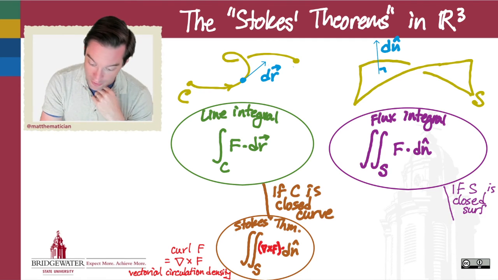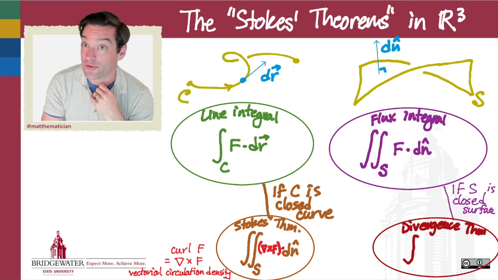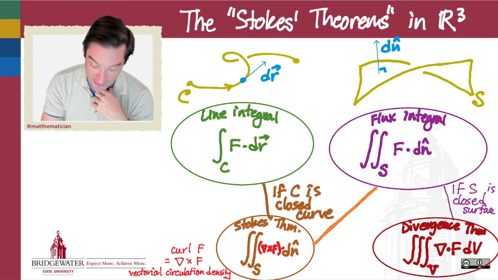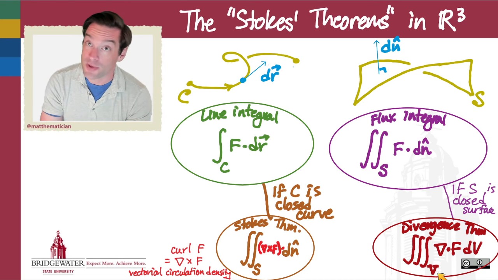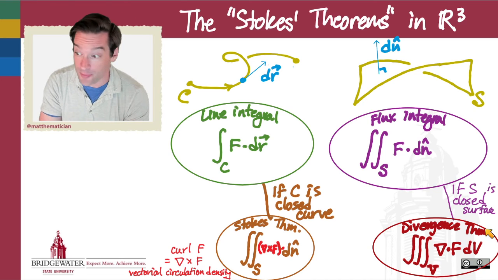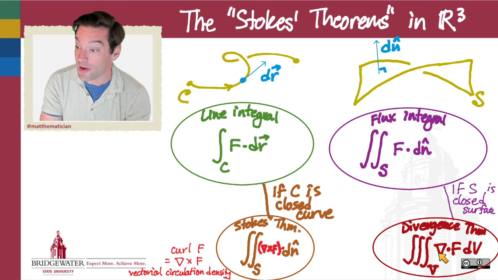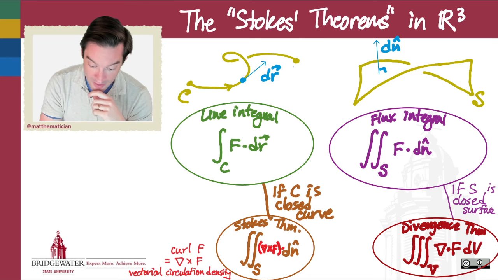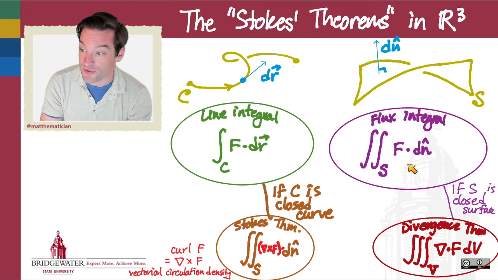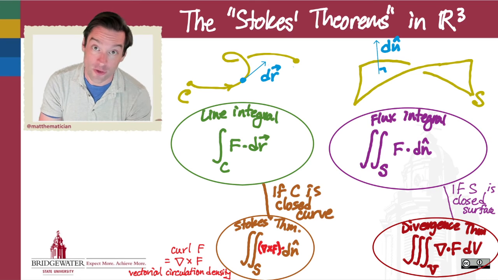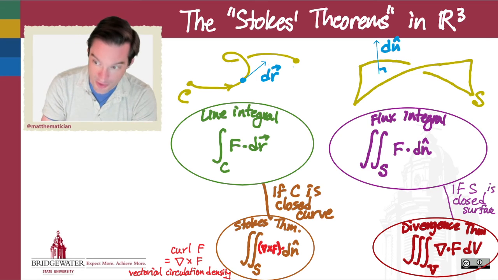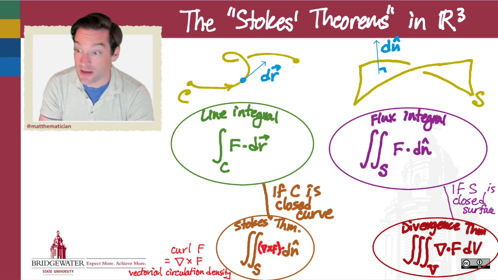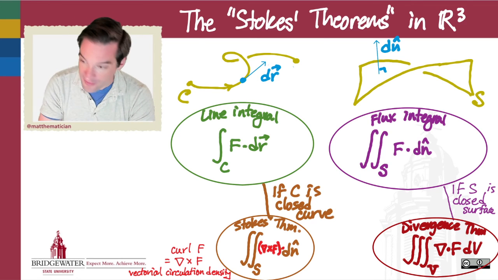Meanwhile, if I have a flux integral on a closed surface, we have the divergence theorem that comes in and lets us trade that out for a triple integral on the solid region in 3-dimensional space that's bounded by my closed surface. And what I'm integrating in that case is this function, the divergence. It's a scalar function that tells us the flux density of the vector field. So with the divergence theorem, we trade out a surface integral on a closed surface for a volume integral, a triple integral on a solid region.